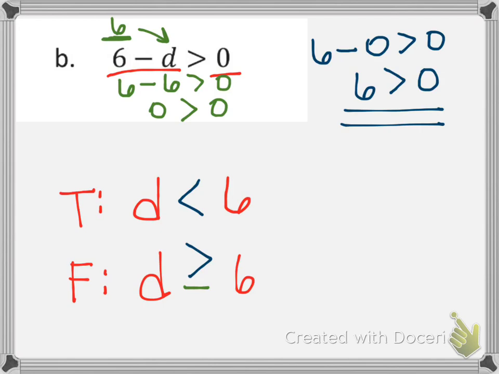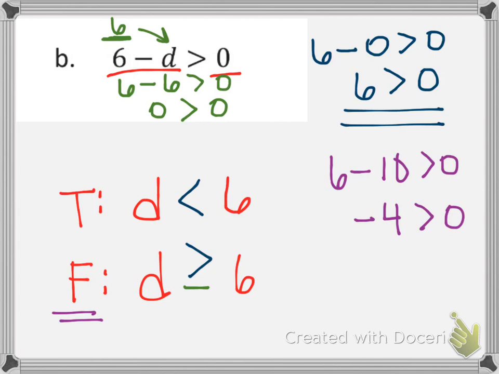And we can check these, right? I could say, well, let's see if that's true. Anything greater than or equal to 6 is false. Well, let's choose something greater than or equal to 6. 10 is greater than 6. So let's go 6 minus 10 is greater than 0. And then 6 minus 10 is negative 4. Negative 4 is greater than 0. That's false. Well, that's what it told me it should be. Anything greater than or equal to 6 is going to create a false statement. Anything less than 6 will be true.